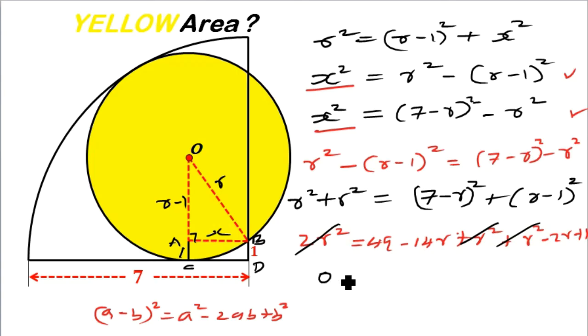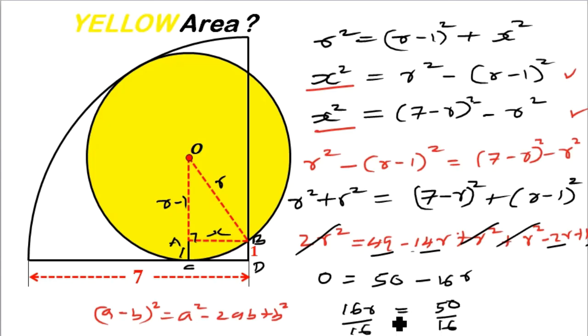So what do we remain with there? 0 equals 49 plus 1 is 50, minus 14r and minus 2r is minus 16r. If you collect the like terms, moving 16r to this side of the equation, we get positive 16r equals 50. If you divide both sides by 16, you remain with r equals 50 over 16. So 50 over 16 is going to be 25 over 8.